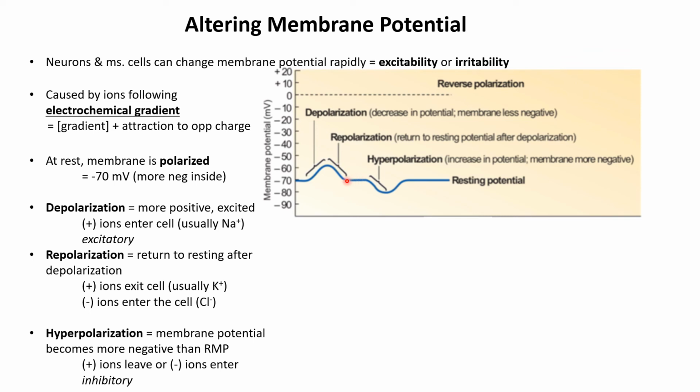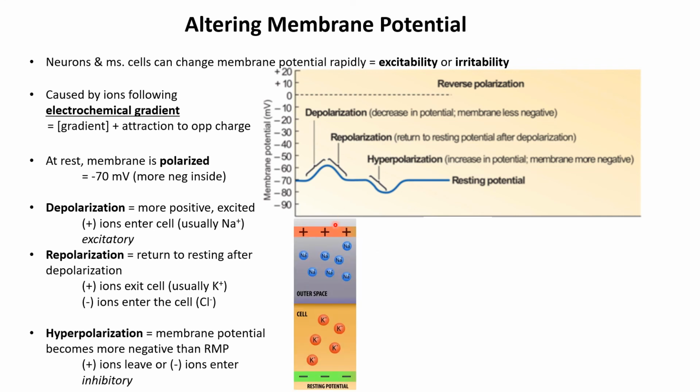You can actually exceed that, and we call that hyperpolarization, because hyper means more, and we're getting more polarized, so it's really getting more negative. And so if you keep sending potassium out or keep bringing chloride in, you go past that resting membrane potential and it gets hyperpolarized. And this is really inhibitory from creating that action potential.